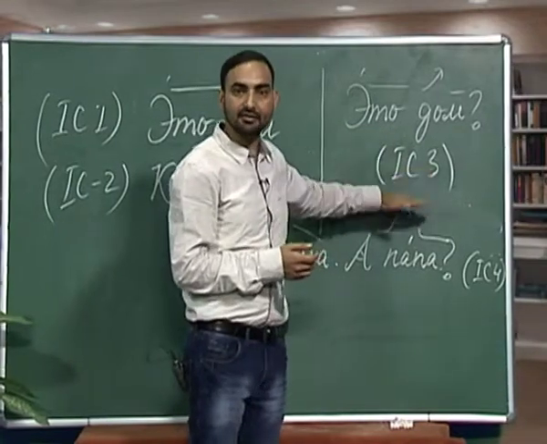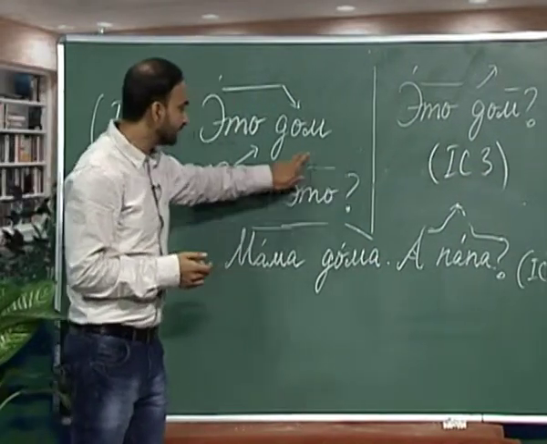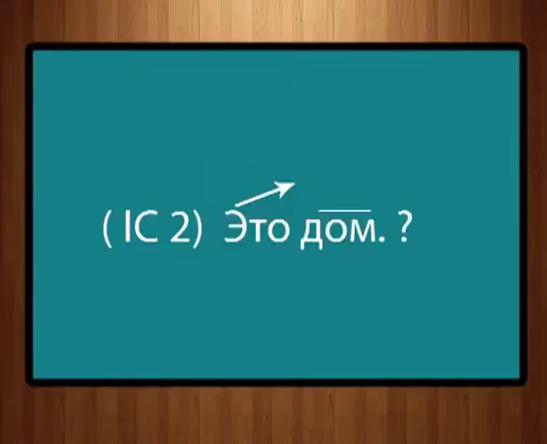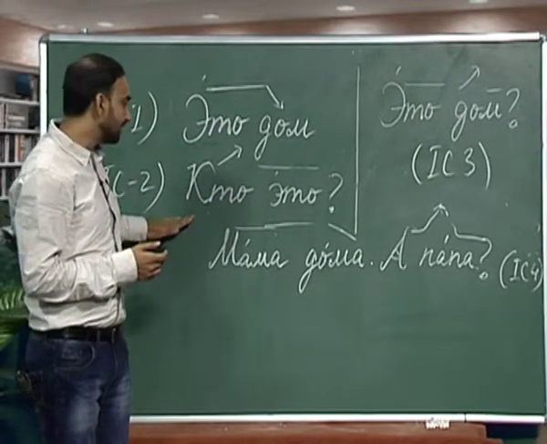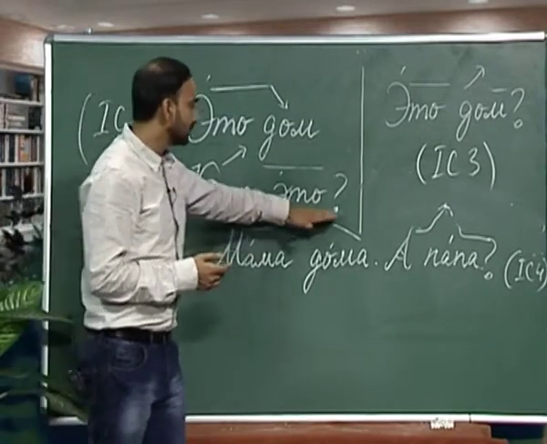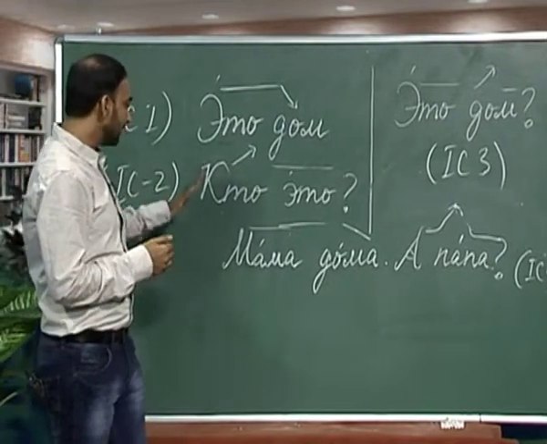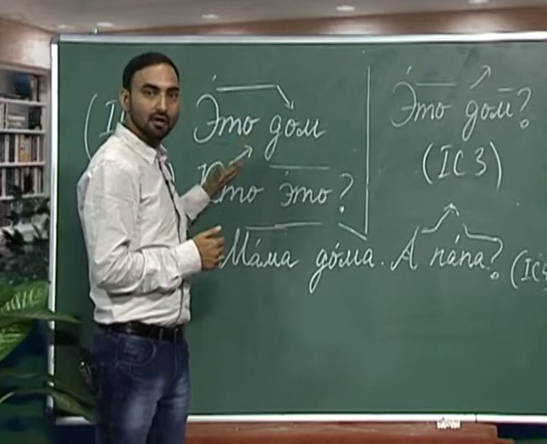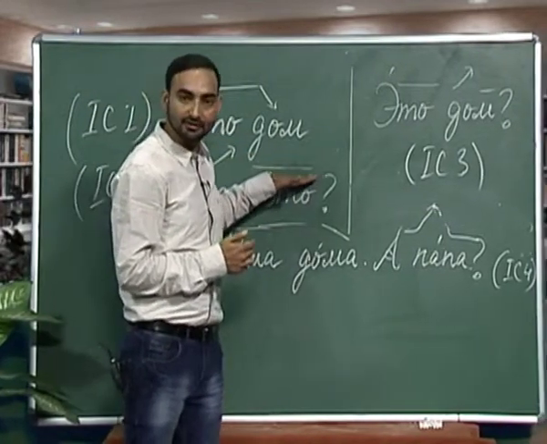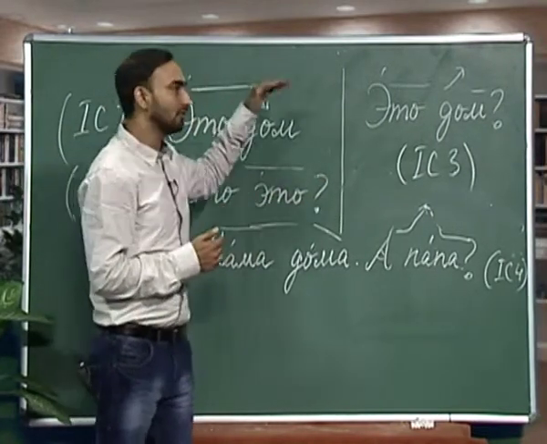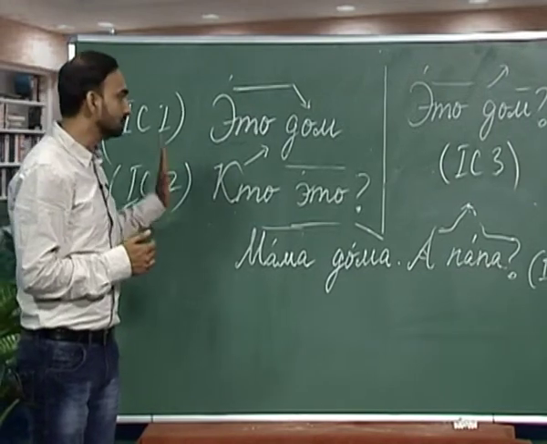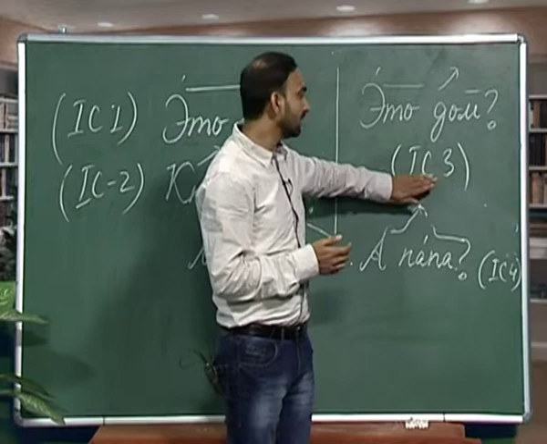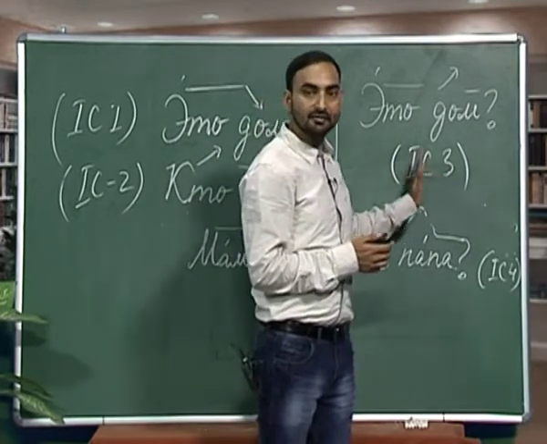The next intonational construction: how will you read this sentence? Кто это? Кто это? This is an interrogative sentence with an interrogative word, which is кто. In this type of sentence, the pitch goes up on the interrogative word and then falls flat towards the end. Кто это? This is called intonation construction number 2.